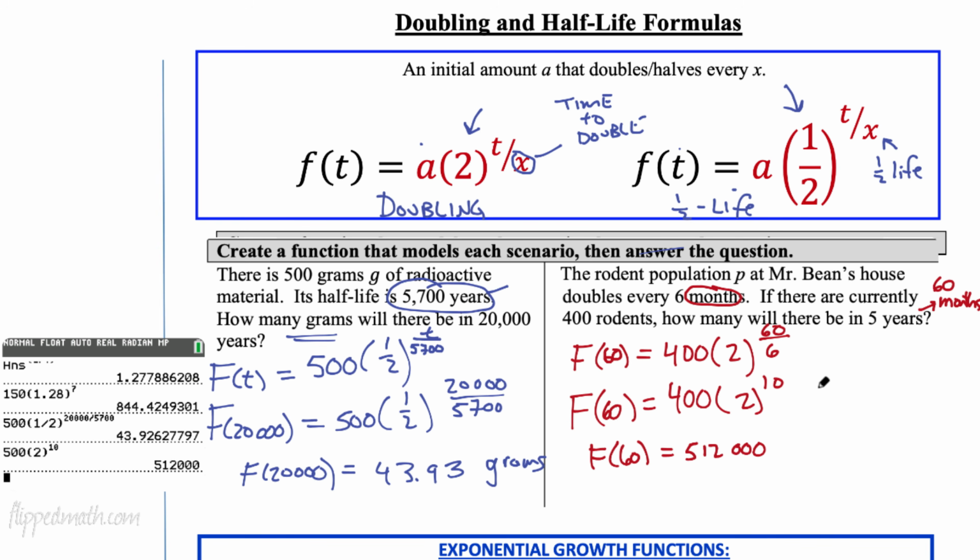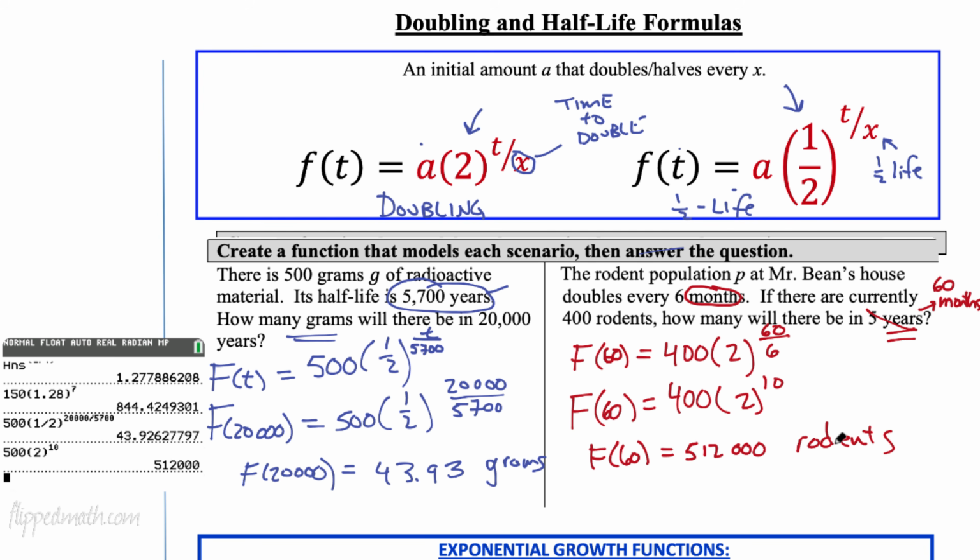Go. Okay, so did you figure this out? We have years and months in this problem, and they're telling you it doubles every 6 months. So this problem has to be in months. So 5 years is 60 months. So we're going to use 60 here. You got to put 60 over 6. And then you figure it out, you get 512,000 rodents.